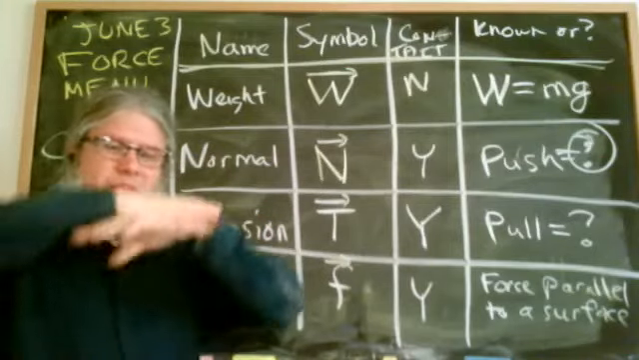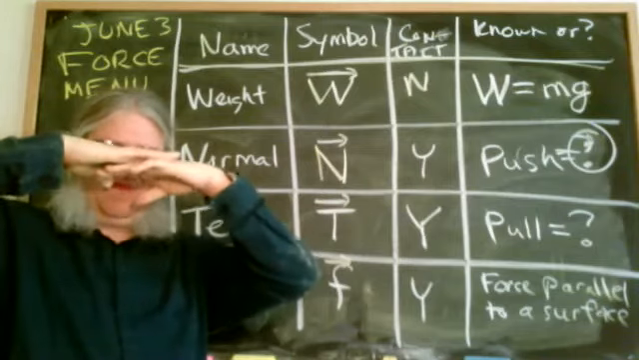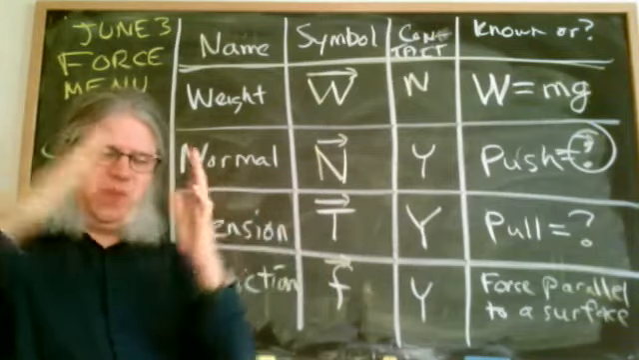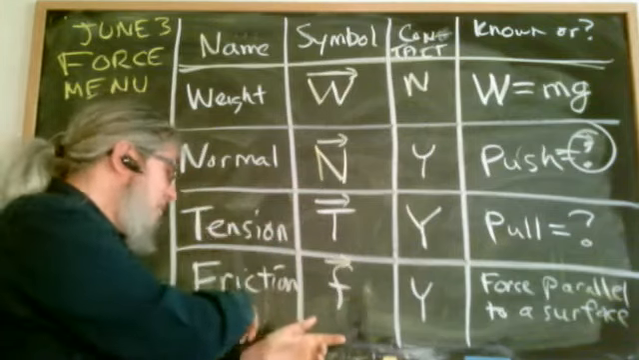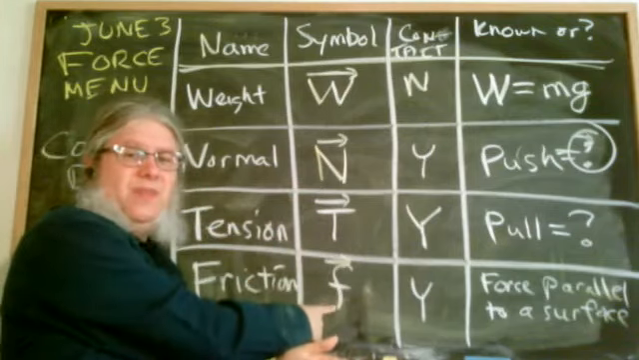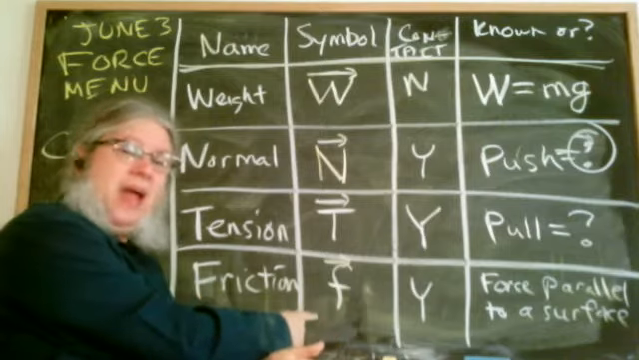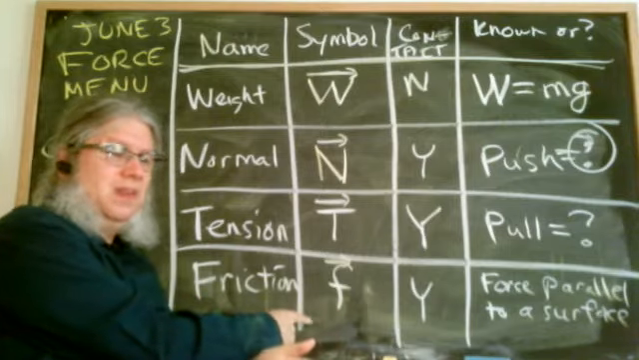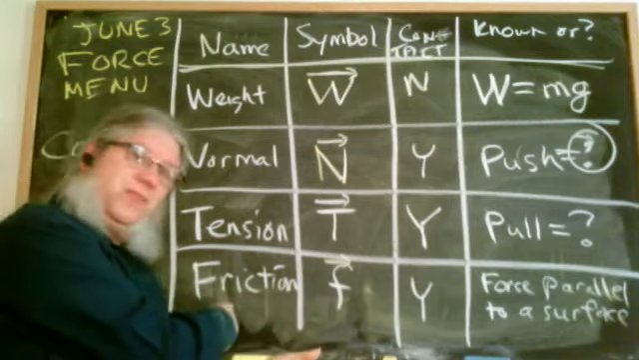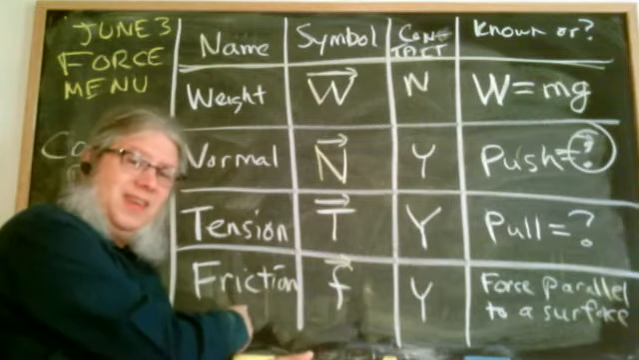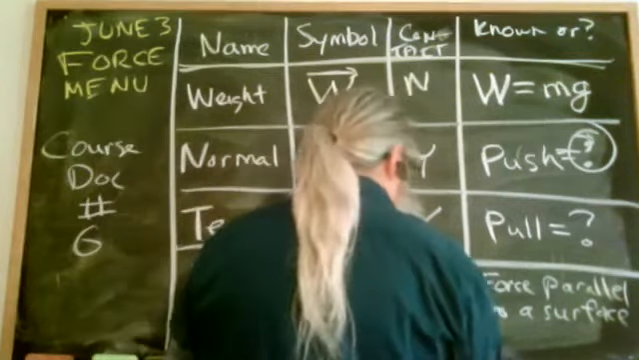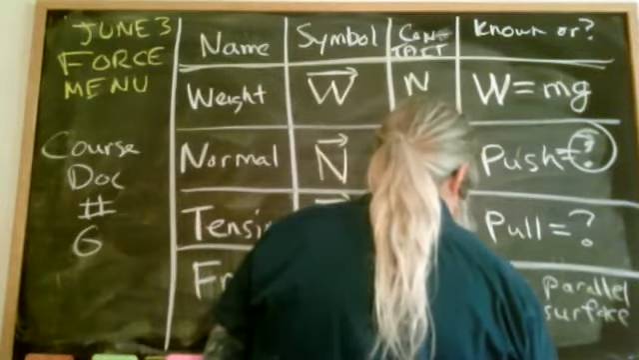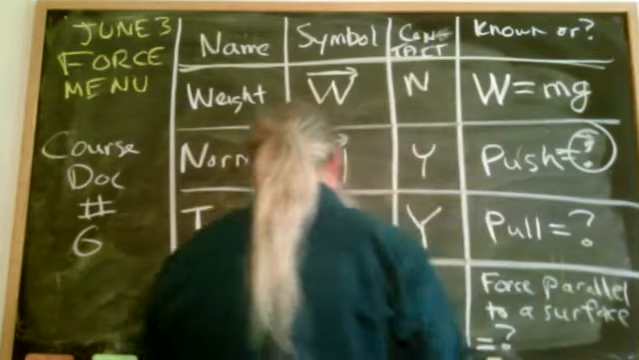Now, this is the important thing. Any force that goes in the direction parallel, any force that's parallel to two surfaces is a friction force. And it doesn't really matter which way it points. As long as it's parallel to the surface, it's friction. That's the definition of friction. Now, is it known? As a rule, friction is unknown. You have no idea what it is.